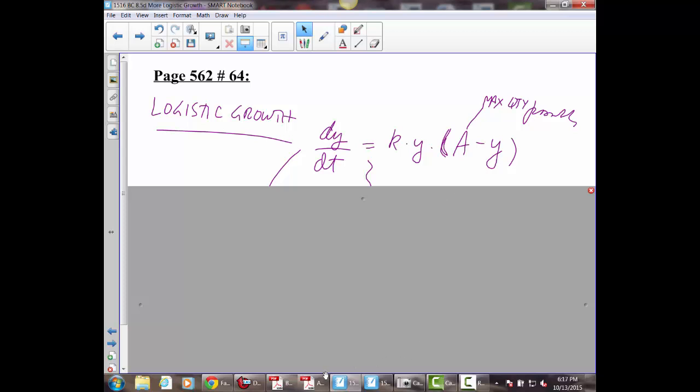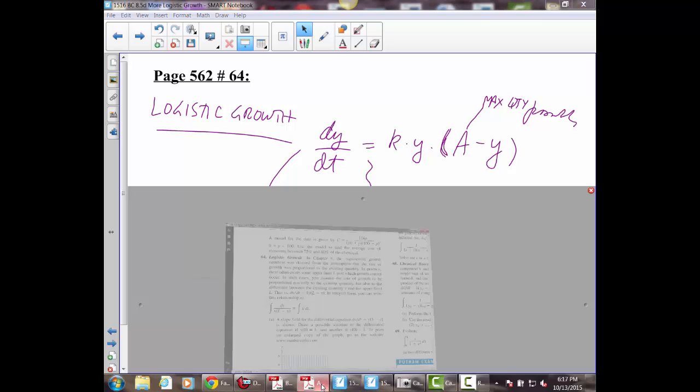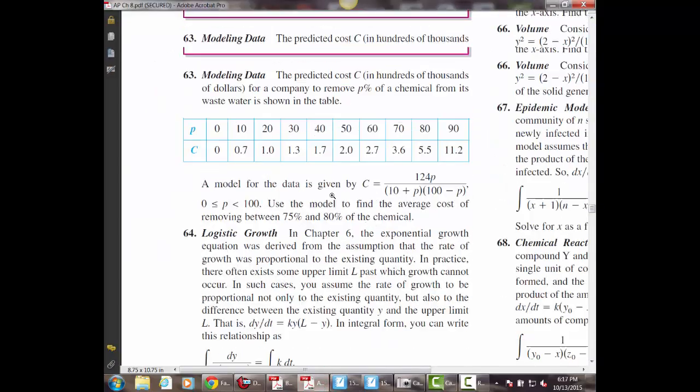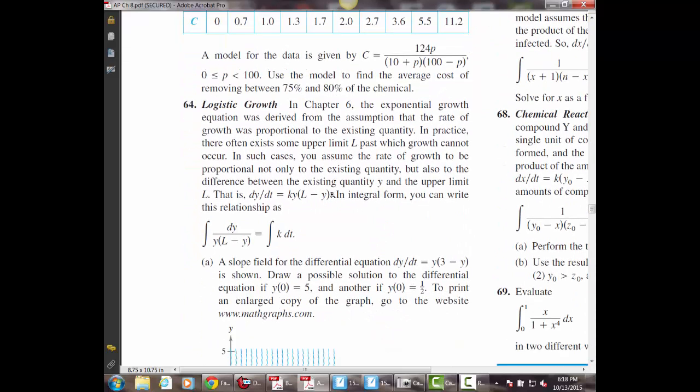All right, I actually do want to look at the book so you can see what I'm talking about. This is in the book on page 562. They actually don't talk about logistic growth within the section. It's one of the questions. So here's what they say.